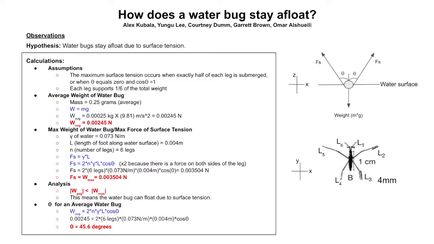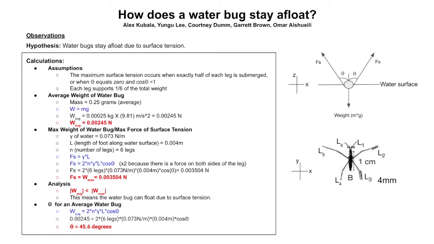Therefore, our equation was equal to the number of legs times gamma times the length of each foot times the cosine of theta. We multiplied this formula by 2 since there is a force acting on both sides of the leg. After calculating, we found that this value was 0.003504 newtons. This corresponds to the maximum allowable weight of the water bug, since any force greater than this could not be counteracted by the surface tension force.